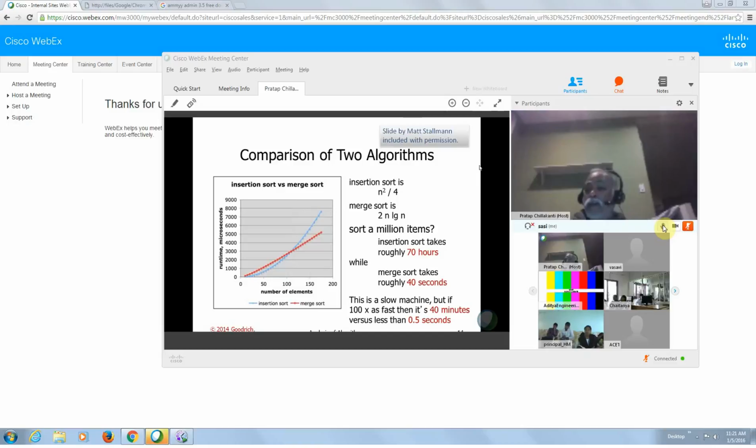I like to follow Einstein's thing, right? What you can find in a book, there is no need to memorize. You just need to understand the basic concepts, right? So insertion sort takes n squared by 4, whereas merge sort takes 2n log n, right? Now, he has done some study here. You can see when they're sorting a million items, insertion sort takes 70 hours and merge sort takes 40 seconds.